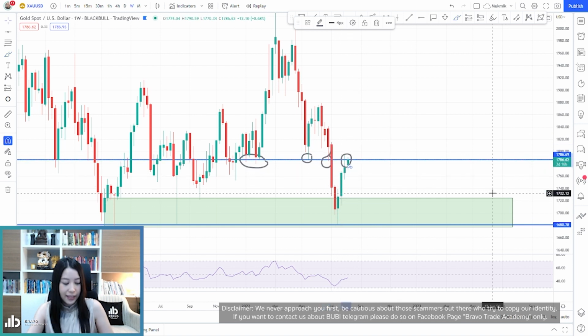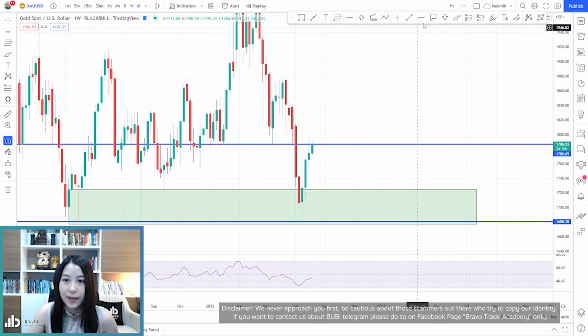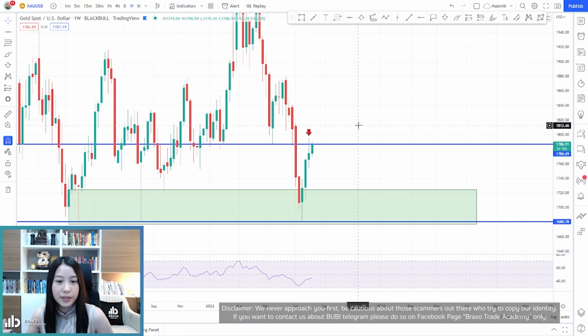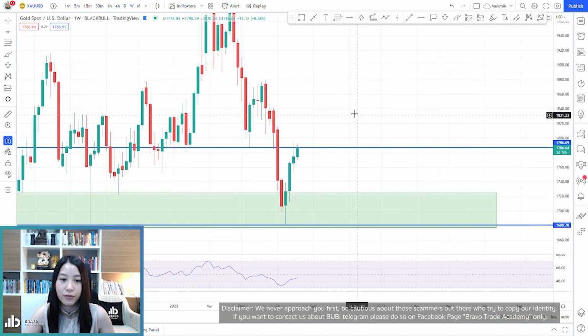If you can see in the candlestick from last week, it came back up to test this resistance and the price still could not persist above it. So that's a significant resistance for the weekly time frame.